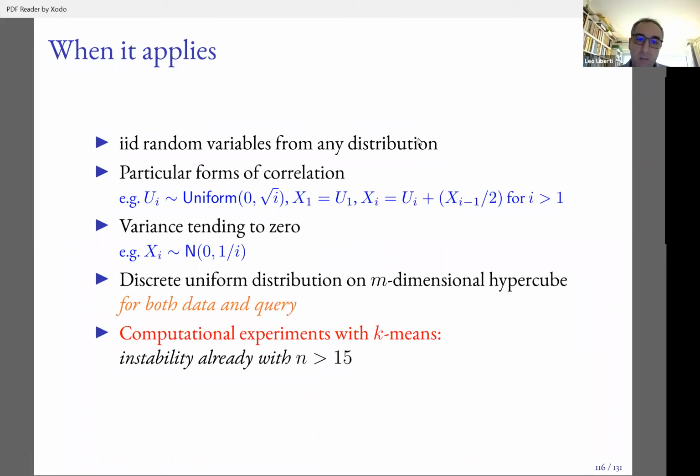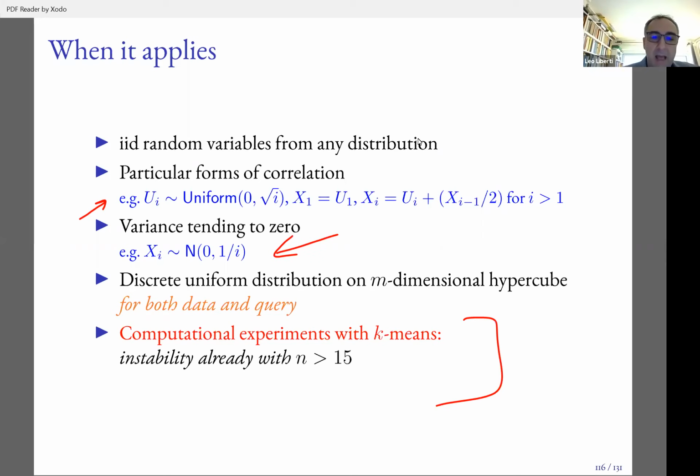But when does it apply? Well, it applies to independently identically distributed random variables from any distribution. It also applies with particular forms of correlation that you can read more about in the paper. It applies when the variance tends to 0 also, and more.